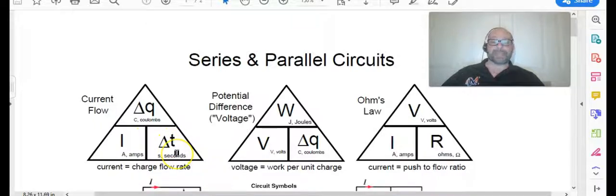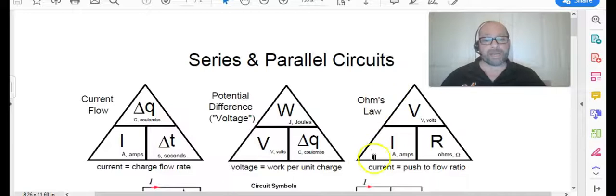Coulombs per second, and that has a convenient unit called the amp or ampere, named after the scientist Ampere. So amps. Now we already have learned about potential difference, which is the work per unit charge. So there you have joules per coulomb, which turns out to be a volt. So voltage, even though it's not a real unit, it's a practical unit, is the work per unit charge.